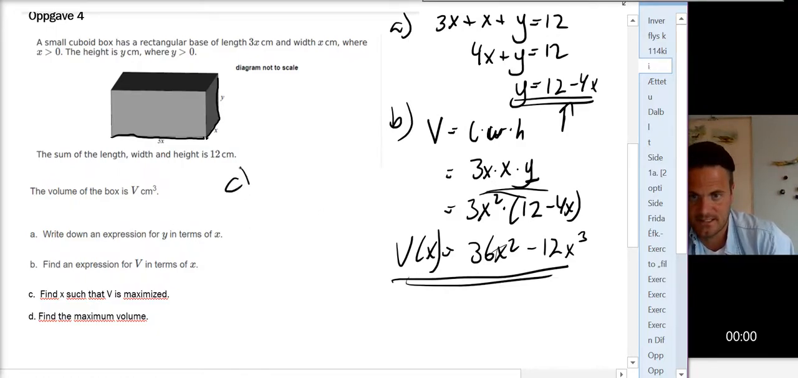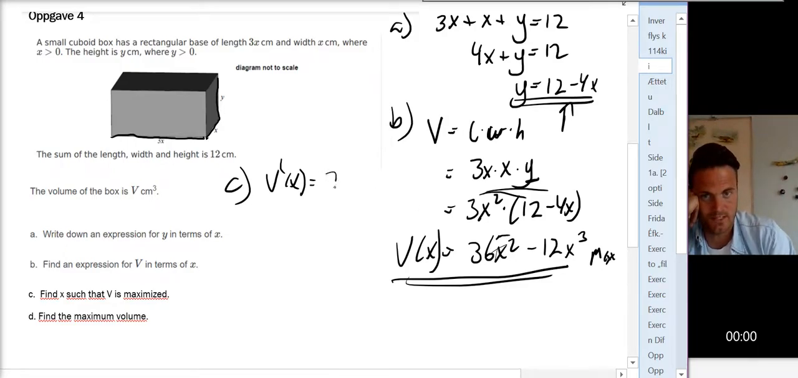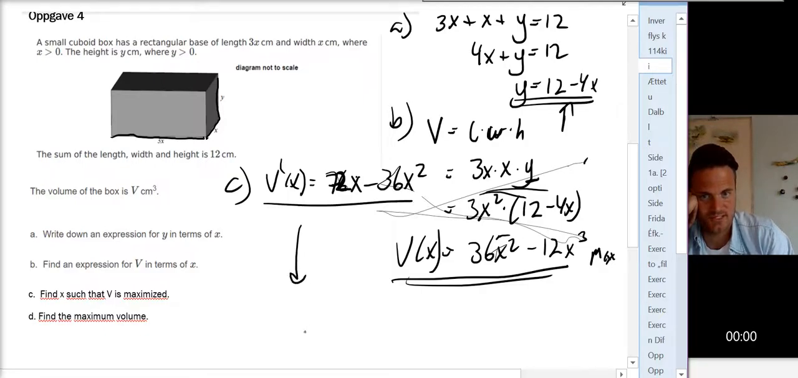And it says in exercise C, find x such that V is maximized. So we want to maximize this volume. So we need to find the maximum point. And of course, to find the maximum point of any function, we have to find the derivative and put it equal to 0. So I just move 2 down here, 36 times 2 is 72 times x. And then I put 3 down here, so I get minus 36x squared. So this is the derivative, and then I put this equal to 0.